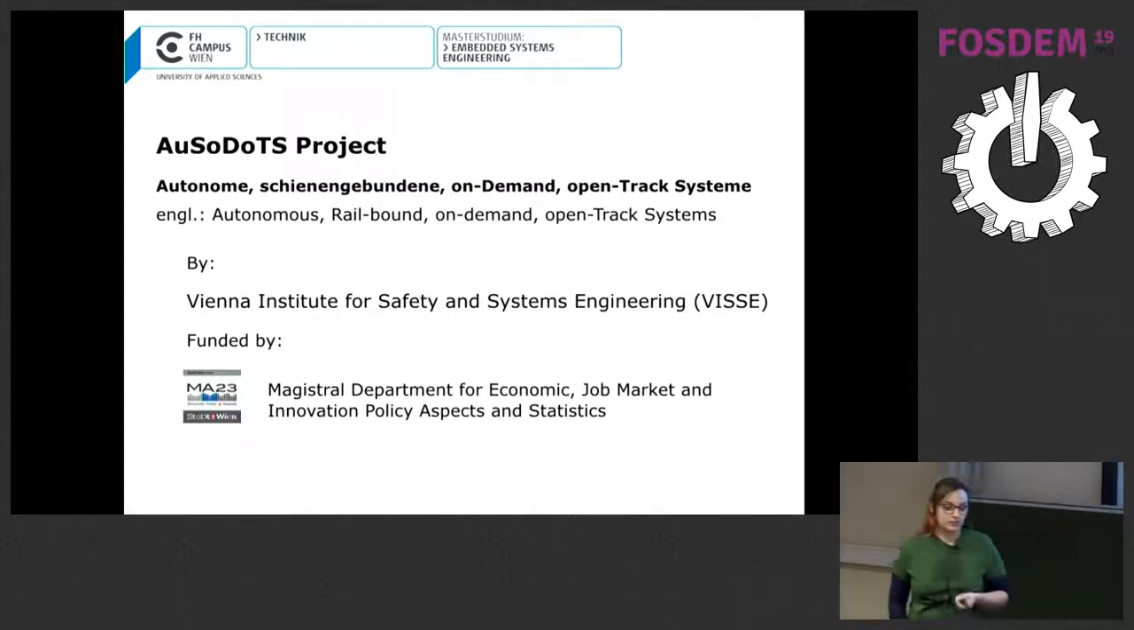It's a project by the Vienna Institute of Safety and Systems Engineering at FA Campus Wien, and it's funded by the Magistral Department for Economics, Job Market and Innovation Policy Aspects and Statistics. Also a catchy name. So as you see, Austrians are not that good in naming things. The MA23, so the Magistral Department, is funding a lot of college, university and research projects in Vienna.